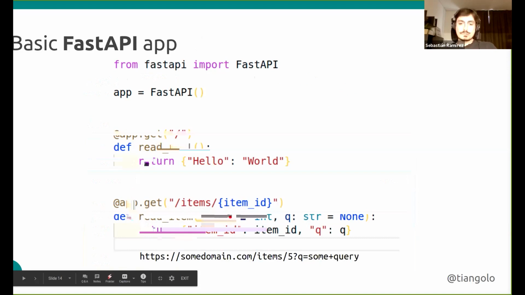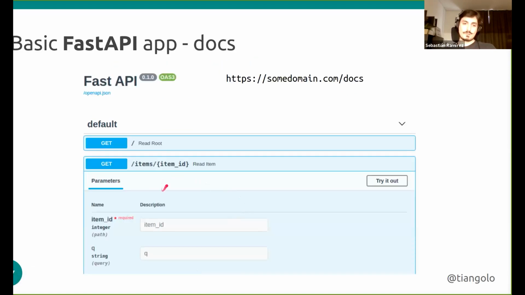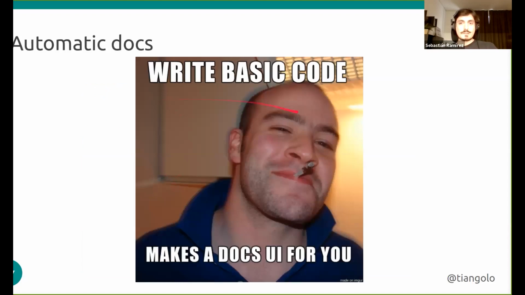for you. So you just declared a standard function, and FastAPI does this documentation for you. So you write basic code, and FastAPI makes a docs UI for you.